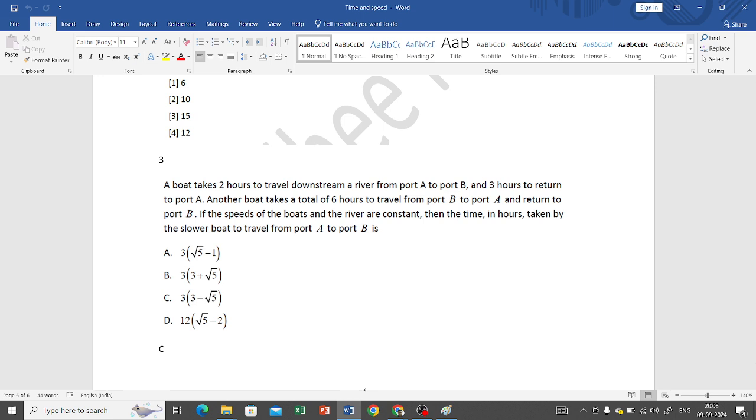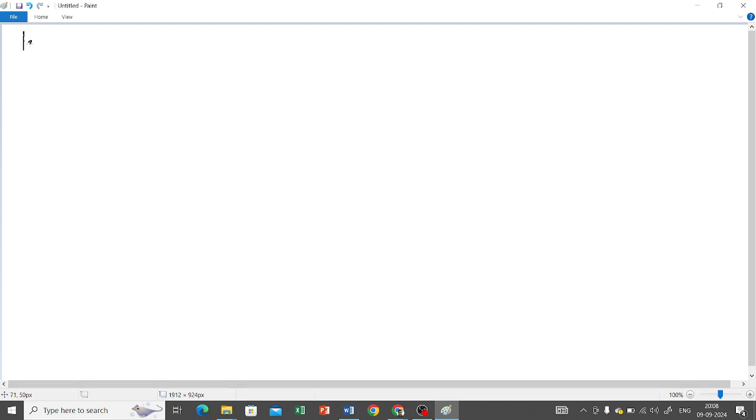Okay, a boat takes 2 hours to travel downstream a river from port A to B, and 3 hours to return to port A. Another boat takes a total of 6 hours to travel from port B to port A and return to port B. If the speeds of the boat and the river are constant, then find the time in hours taken by the slower boat to travel from port A to port B. So here two boats are involved. Let us take the first boat.